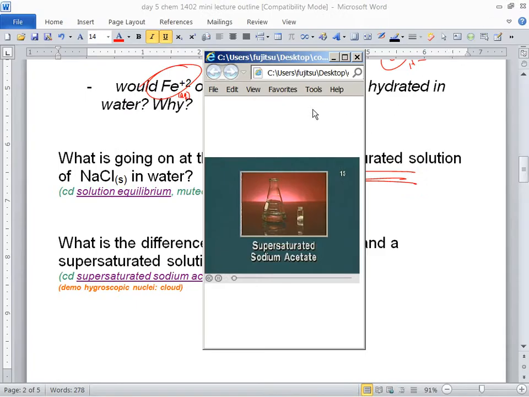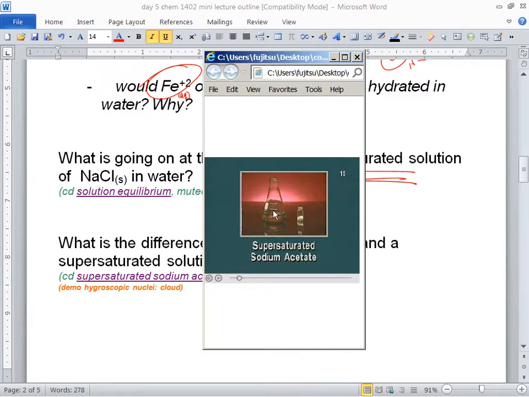Let's see if I can. There, it looks better this way. So let me pause it here first, because what they had to do is they took this sodium acetate, they dissolved it. Here's the sodium acetate. They dissolved it, right? And then they heated it up so it could dissolve even more, and then they filtered the solution while it was hot and let it cool. So now they can't even jiggle this, because if they did, something's going to happen.